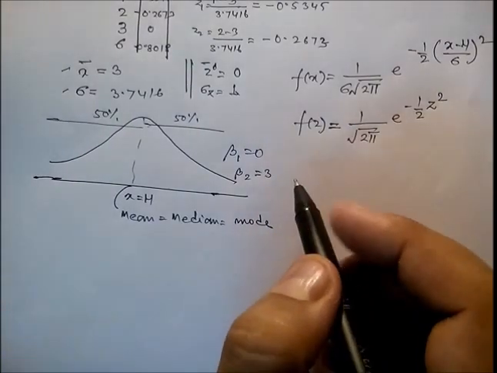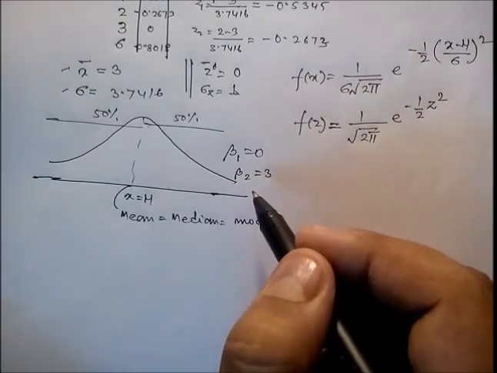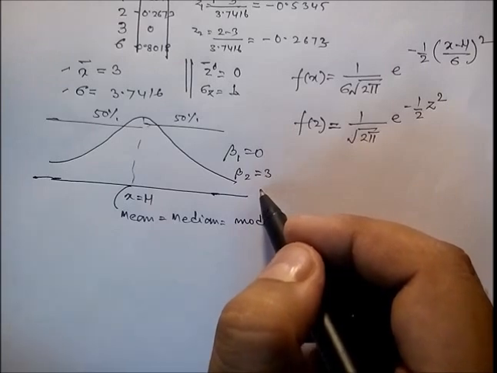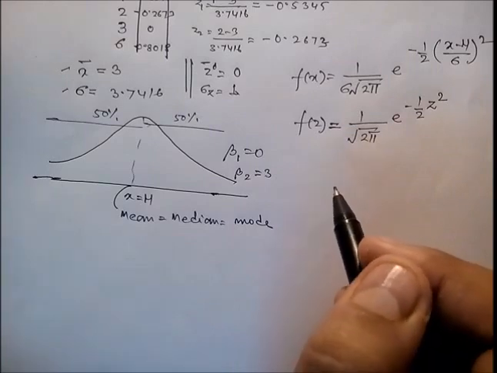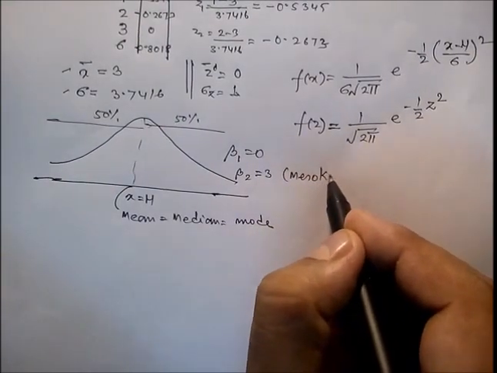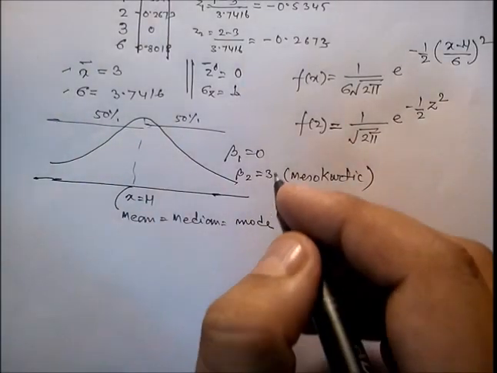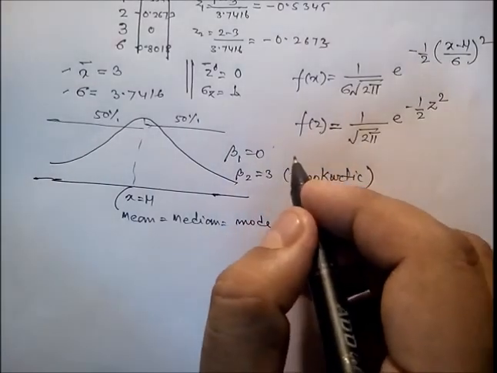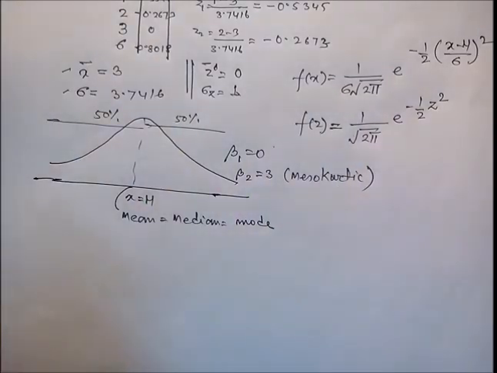So already you know, in the previous videos we have seen in the kurtosis part, if beta 2 is less than 3, it is platykurtic. If it is more than 3, it is leptokurtic, and if beta 2 is equal to 3, then it is mesokurtic. So this is nothing but our mesokurtic. And beta 1 is equal to 0, so that means what? So no skewness is there. Okay, it is a normal.